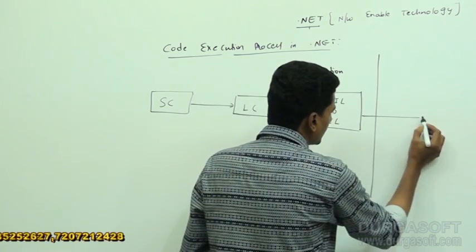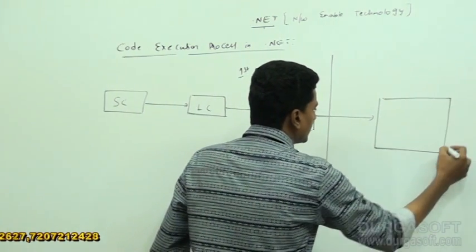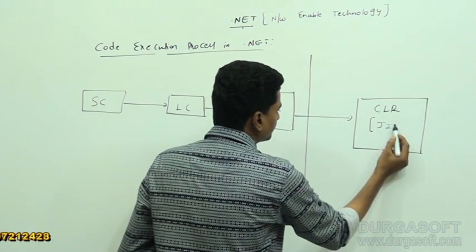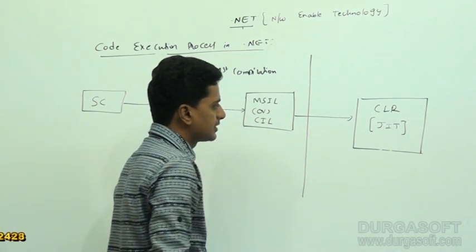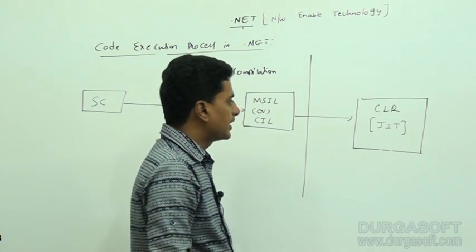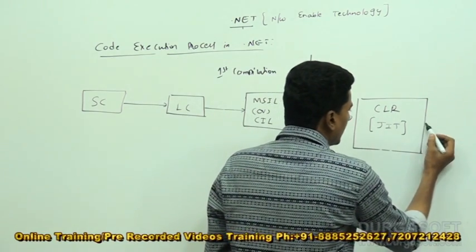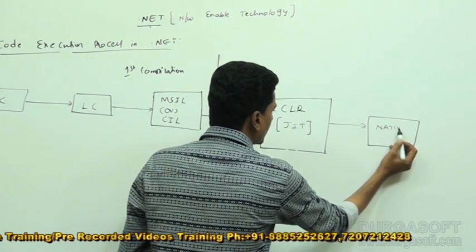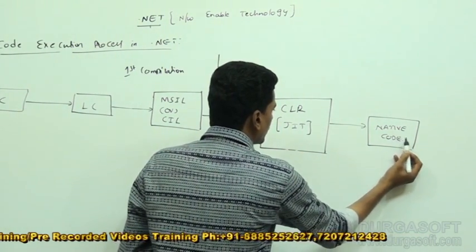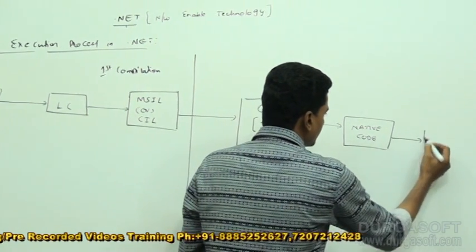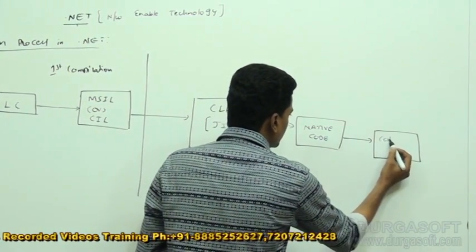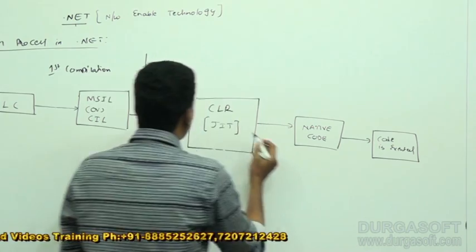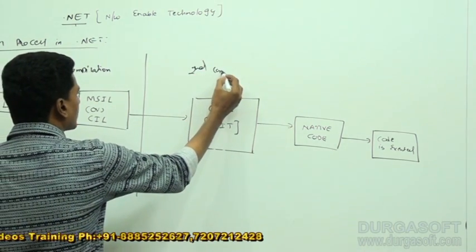In the second compilation, what happens? You can see here a main component, that is CLR. CLR contains the JIT. JIT stands for just-in-time compiler. It is associated with CLR, and then it generates native code. Native code means native to the operating system. Then after that, the code is going to be executed. Here this is the second compilation.